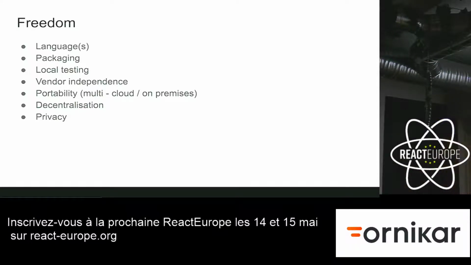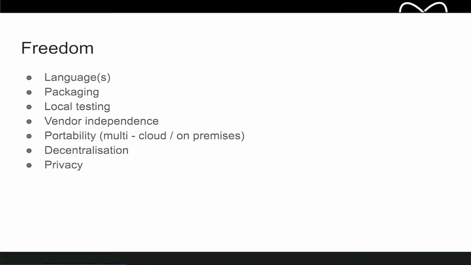So, it's people who want freedom to choose the languages they want. They want freedom in how to do packaging. They want to be able to do local testing. They want portability. They want to get away from different code streams. They want to be able to work across multiple clouds. They want a decentralized model, and they want to be able to choose what privacy jurisdiction they're operating under.